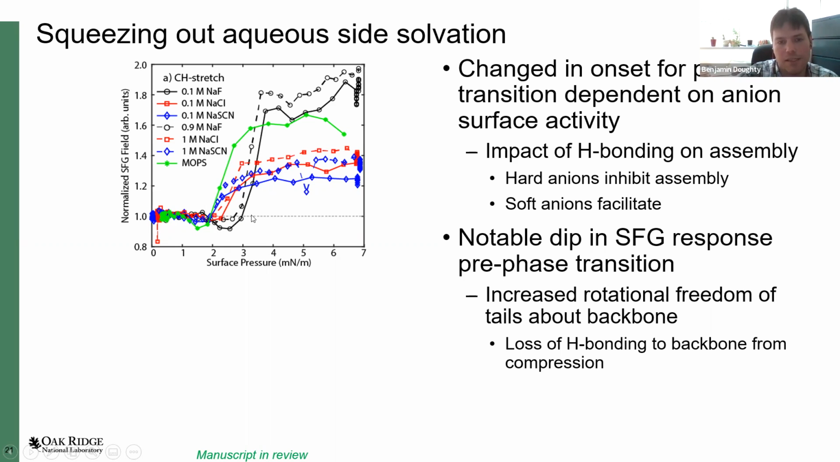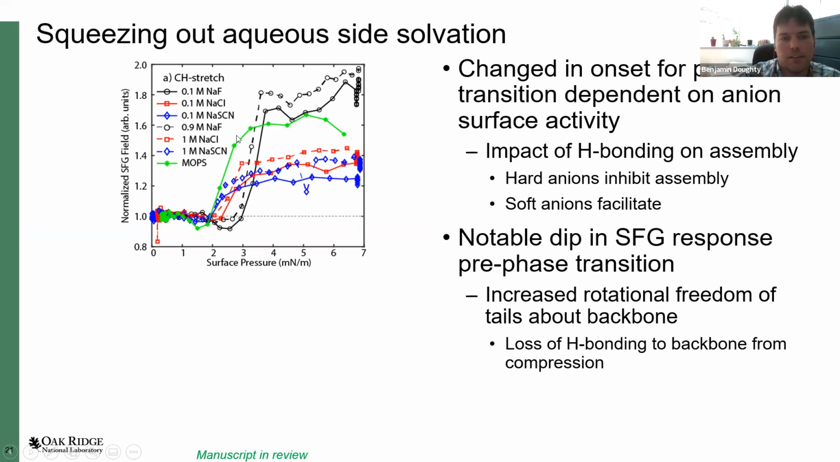Fluorides seem to inhibit the assembly in that they're at the interface very weakly, but they still require you to leave that hydrogen bonding network behind. So the surface pressure you have to reach before you form assembly is higher, but you also see that same dip. You have to pop those ion interactions off before you're able to form one of those assemblies. So you don't see that with the soft anions.